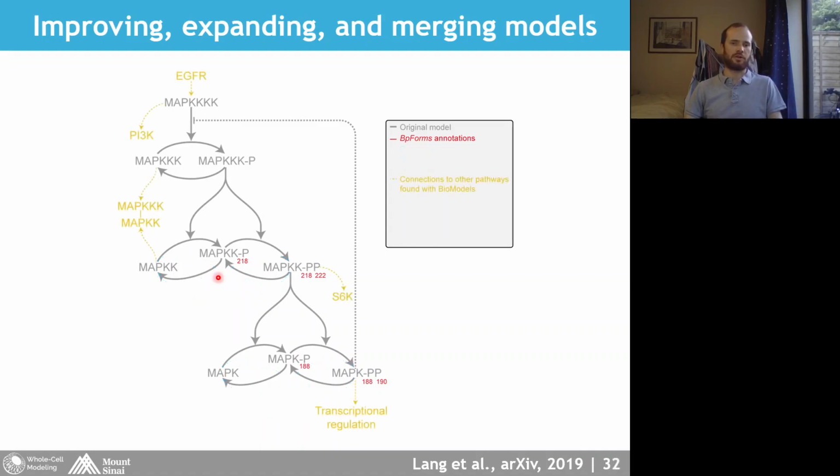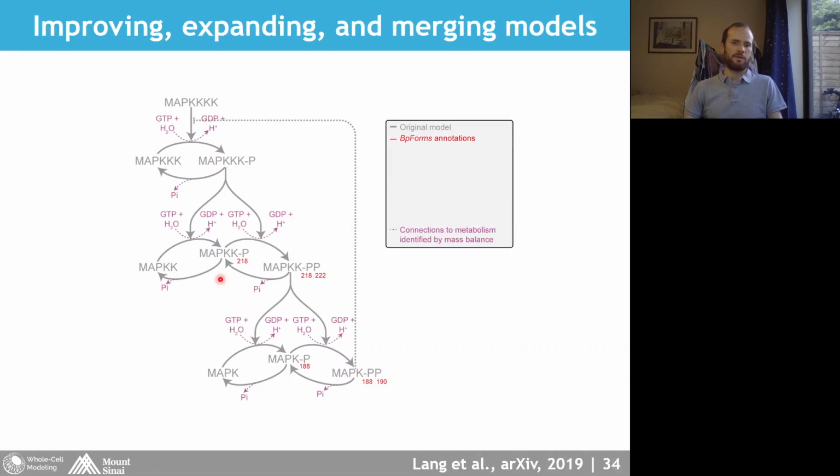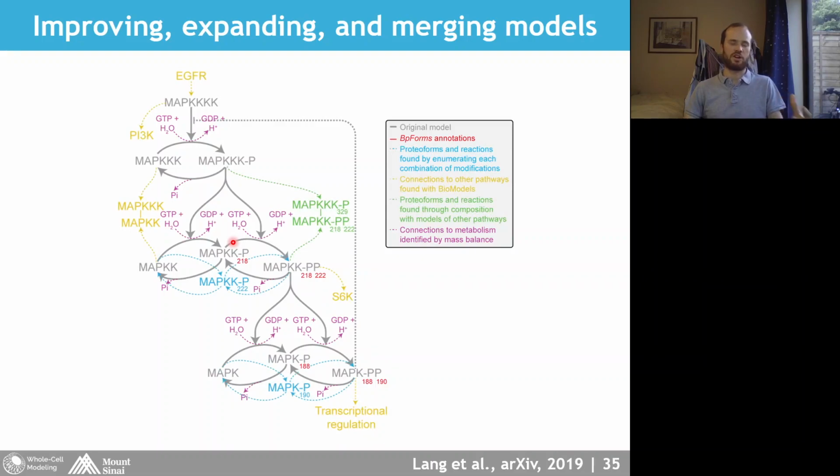If other models also were to use BpForms, it would be much easier to merge your model with other models. And after the merging, you may see that this gives rise to new reactions and new species. BpForms also has an atomic resolution, as I said, and that enables you to exactly check whether the reactions in your model are mass balanced. And for instance, in this MAP kinase cascade model, you may figure out that you actually forgot to add GTP hydrolysis to your reaction. In that way, BpForms allows you to create much larger models than you would have originally envisioned.